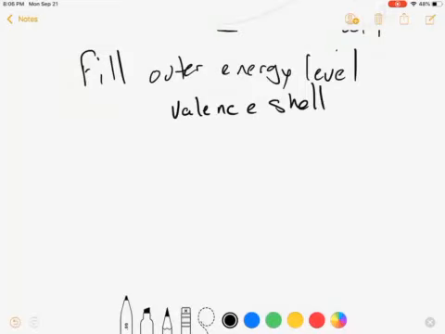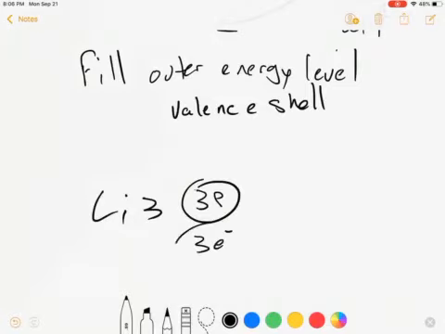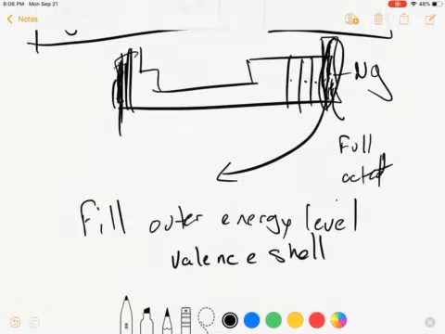Let's say I have lithium. Yeah, lithium is number 3. Because it's 3, it has 3 protons. Because it's an atom, it also has 3 electrons. But when we look at lithium on that table, it's way over here, which means it does not have a full valence shell.